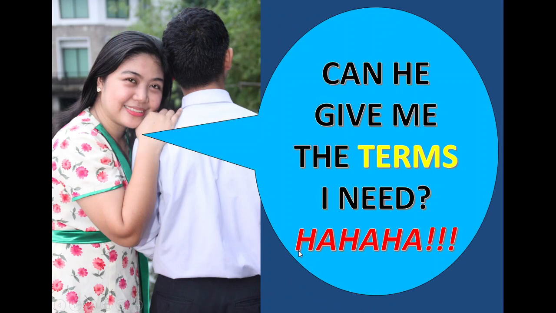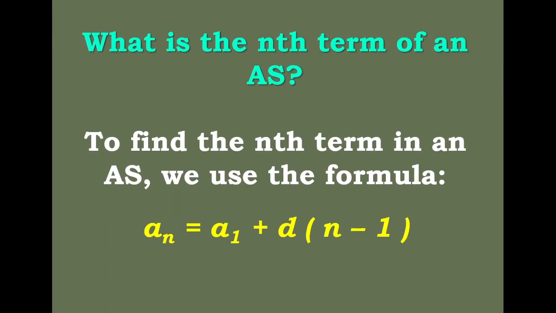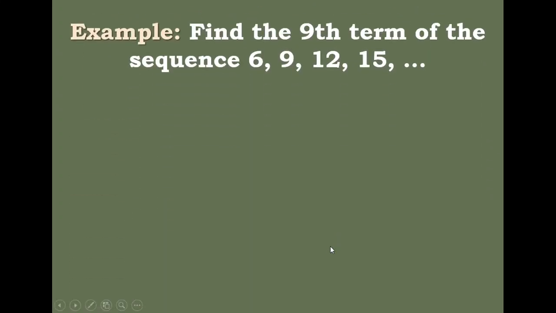Now let's discuss the nth term of the arithmetic sequence. What is the nth term of an AS? To find the nth term in an AS, we use the formula a sub n equals a sub 1 plus d times quantity n minus 1. Now let's have an example. Find the ninth term of the sequence 6, 9, 12, 15, and so on. So our a sub n is equal to a sub 9, or the ninth term, a sub 1 or the first term is 6, d or the common difference is 3, and n is 9.